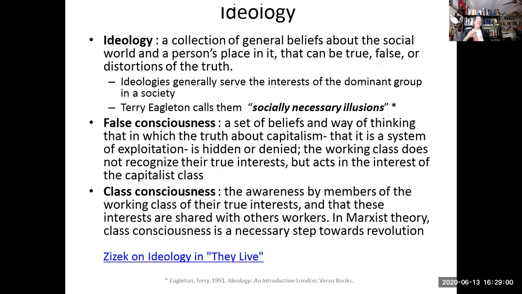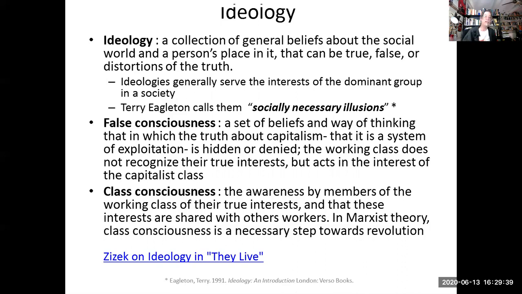Ideology, I've already mentioned that, I believe, in our first lecture. So there are various takes on ideology. It could just be a set of beliefs. The way it's used by Marxists is often in the sense of false consciousness. These are beliefs that mystify the capitalist system. It prevents the workers from understanding what's actually going on. They don't recognize their true interests. They're acting in the interest of the capitalist class. That's false consciousness.